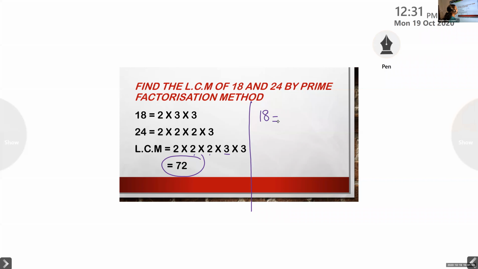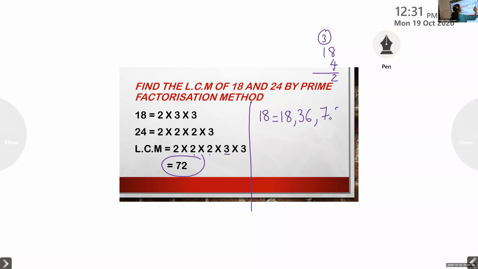18 into 1? 18. 18 into 1 is 18. 18 into 2? 36. 18 into 4? We can check. 18 into 4. 8 4s are 32. 3 here. 4 plus 1 into 72. 4 plus 3? 7. 72. 18 into 4, we have done now.